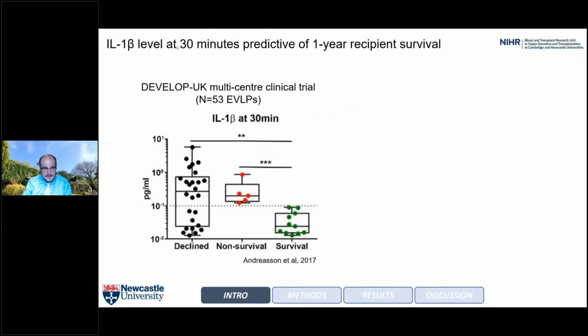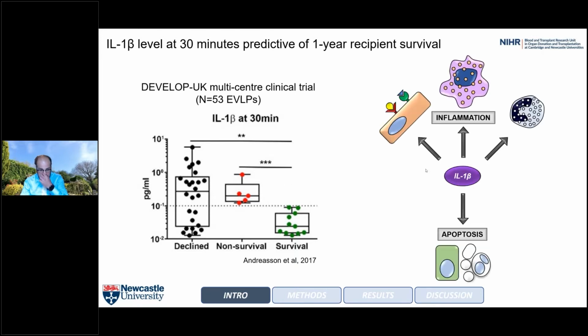And so to start off with, it's been established from a Newcastle-led clinical trial of ex vivo lung perfusion in the UK that IL-1 beta is a predictive marker of whether or not transplanted lungs will survive or not in this platform. And it's because it's a pro-inflammatory cytokine, and so it's indicative that you'll get this inflammation.